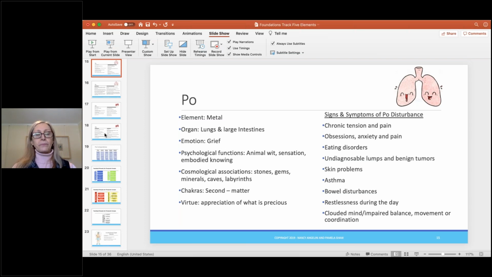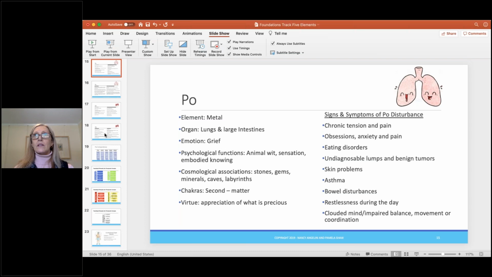So, okay, the Po. This is the metal element. This is the one that Leslie says is mysterious. It definitely has some incredible mystery to it. This is lungs and large intestine. The emotion is grief or sadness. Psychological function, animal wit, right? Sensation in the body, embodied knowing.